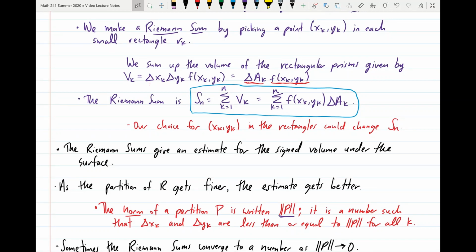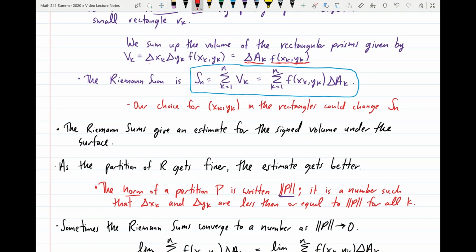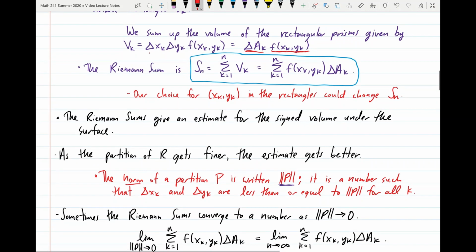So we denote the Riemann sum as S sub n, where n gives the number of rectangles that we are subdividing the region R into. And that'll be the sum from k equals 1 to n of each of the volumes associated with each of the rectangles. Or if you want to expand that v sub k, you can also write it as the sum from k equals 1 to n of the height of those rectangular prisms multiplied by the area of each of the small rectangles that are subdividing R.